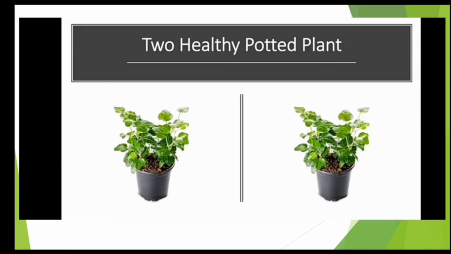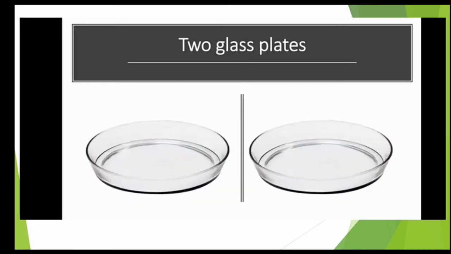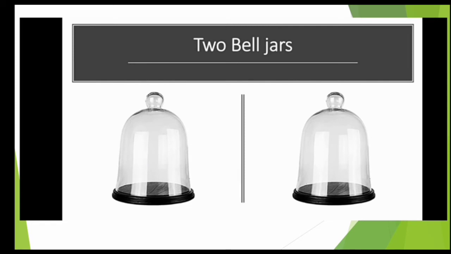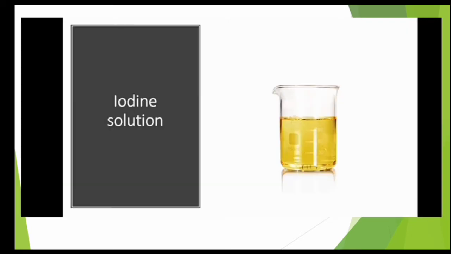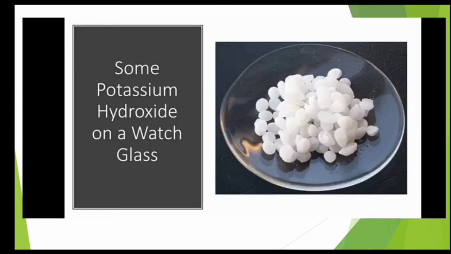So the material required, the apparatus we need for this activity, is two healthy potted plants, two glass plates, two bell jars, iodine solution, which as we know is yellowish in color, and some potassium hydroxide on a watch glass. Potassium hydroxide, that is KOH, will consume the carbon dioxide present inside the jar, and in absence of carbon dioxide food cannot be manufactured.